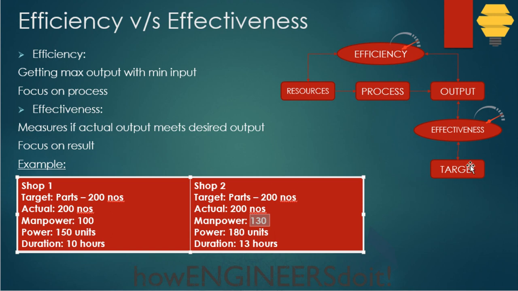And here is a small diagram, and we can see that efficiency is a measure of output versus the resources, or whatever input we have given to the process, whereas effectiveness is the measure of the comparison between the target output which is desired versus the output which is actual.